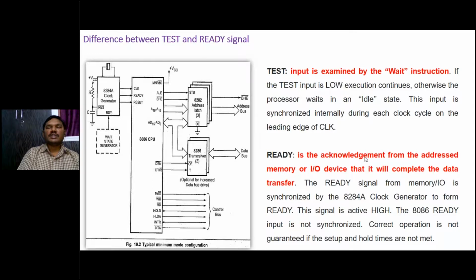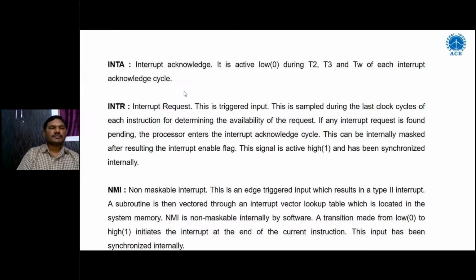The ready signal is an acknowledgement from the address of the memory or IO devices, so whether the IO or memory is ready or not will be known by this ready signal. Here the 8284 clock generator will generate three types of outputs: one is the clock signal, the second is the ready signal, and the third is the reset signal. If this ready signal is high, then only the 8086 can take the data from the memory or from IO devices.